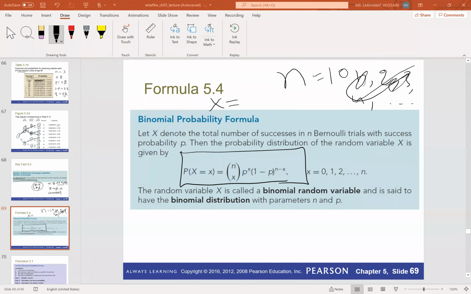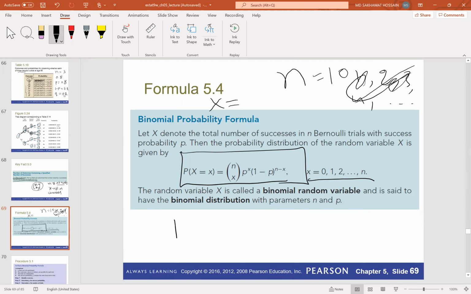And what is the minimum? If you get the minimum and max, then it is easy, right? What is the minimum number of successes? 1 or 0? Yes, this is 0, because you might have all failures, right? So then the number of successes is 0. That means x starts from 0 and ends at 10. So x will be 0, 1, 2, and up to 10. And here you can say x equals 0, 1, 2, up to n, because the total number of trials is n.